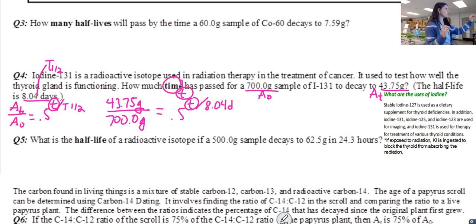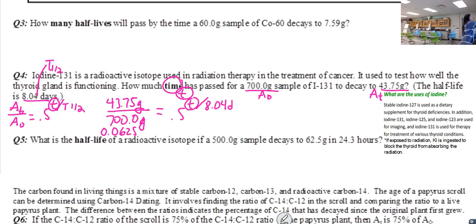Here's what we're going to do. We're going to throw the log in, and when I throw the log in, the exponent is going to jump in front of the log, because the log is coming. So watch what happens here. Let's just divide this out real quick. We've got 43.75 divided by 700. It gives me 0.0625.